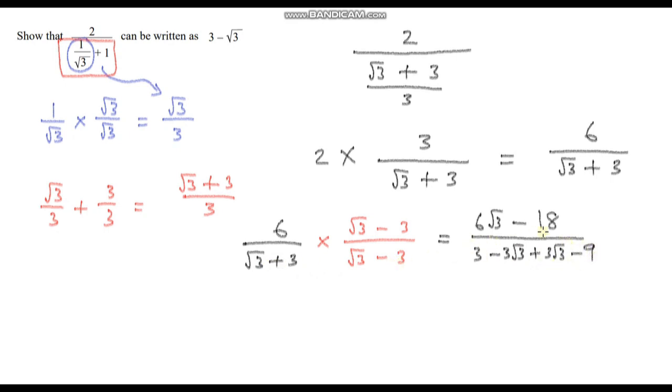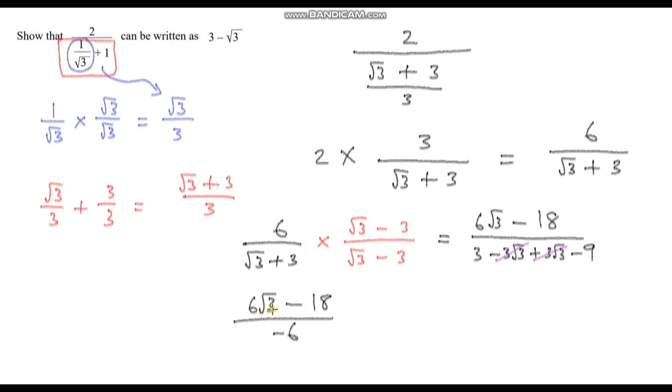Now we can just tidy this denominator up. The middle two terms will just cancel out. So all we're left with is 3 minus 9, which is negative 6. I'm just going to do a new line just to keep all my workings. So we've got 6 root 3 minus 18 in the numerator. And in the denominator, 3 minus 9 is negative 6. So we're almost there. We just need to tidy this up.